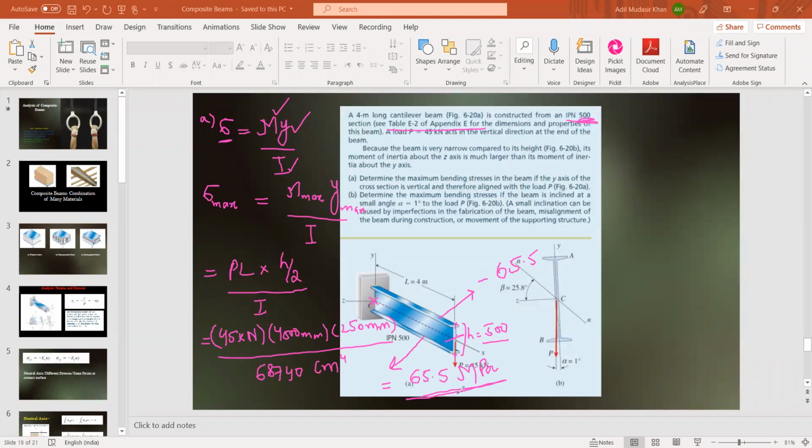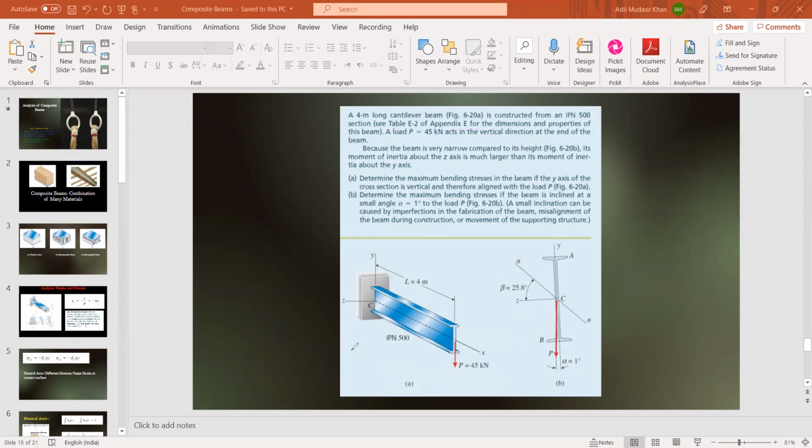So as far as the overall analysis is concerned, when the beam is not inclined, when the beam is subjected to pure bending, we can clearly say that the maximum bending stress to which the beam will be subjected is 65.5 megapascal. So we'll write it over here. In case number one, the maximum bending stress sigma max is equal to 65.5 megapascal.